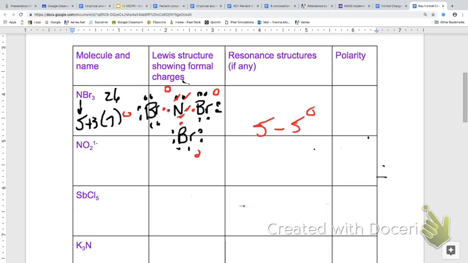And each bromine should have 7. And let's see what they have. They have 1, 2, 3, 4, 5, 6, 7. 7 minus 7 gives us that formal charge of 0. So either way you do it, you'll come up with the same charges.